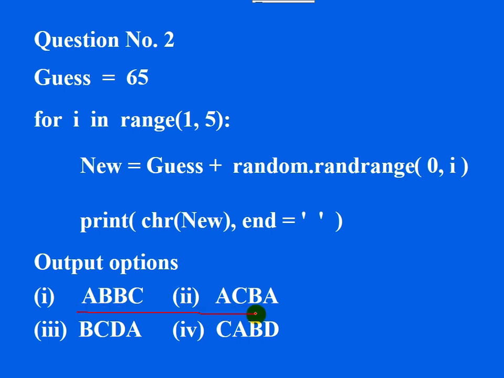From these four options, you need to select the output of this program. Execution of a Python program starts at the main function. So variable guess points to 65.